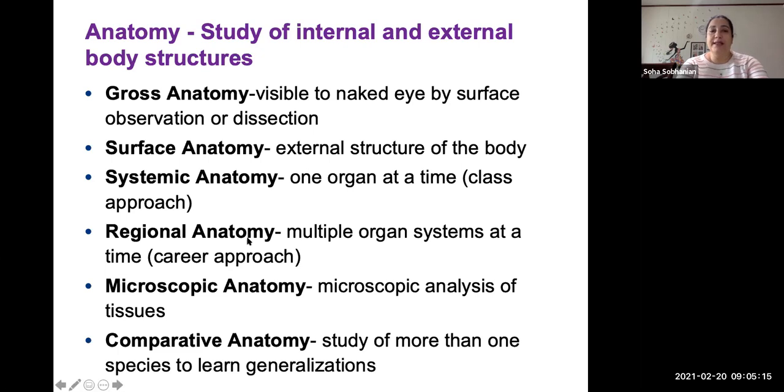The other two, where depending on the school the approach might be different, are systemic versus regional. When you hear the word systemic, you're thinking about organ systems. Just to give you an idea, some of the organ systems we have, and you probably have heard of these, are the cardiovascular system, nervous system, skeletal system, muscular system, urinary system, digestive system. So when you do systemic anatomy, this is how you want to approach it.